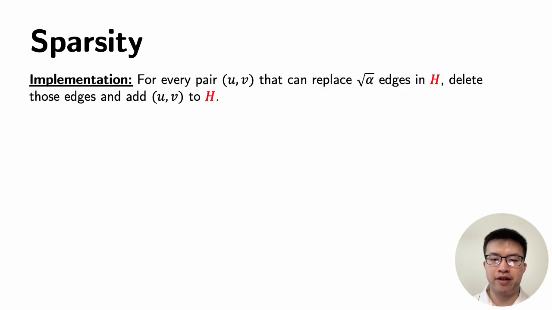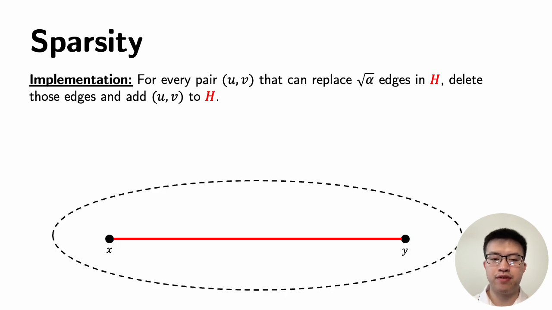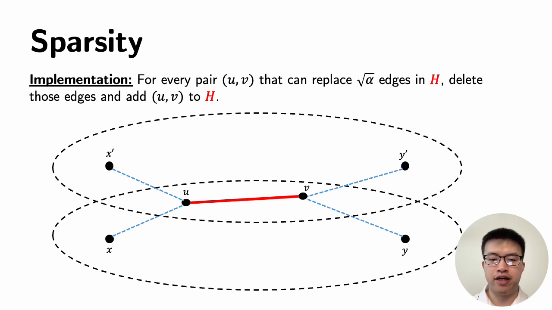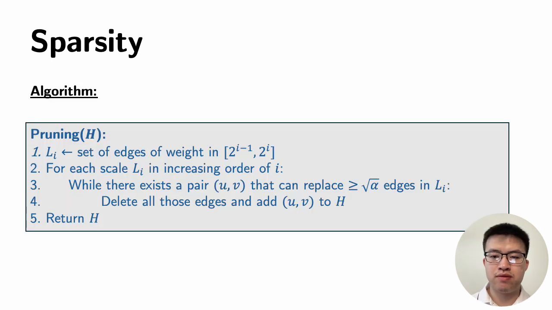To implement our idea, we find every pair UV that can replace square root alpha edges in H. We delete all of those edges and then we add UV to H. So here's an edge XY in H. Here's another edge X prime Y prime, and a pair UV that can replace square root alpha of those. So we add UV to the spanner and then we delete XY and X prime Y prime. This is our pruning algorithm.